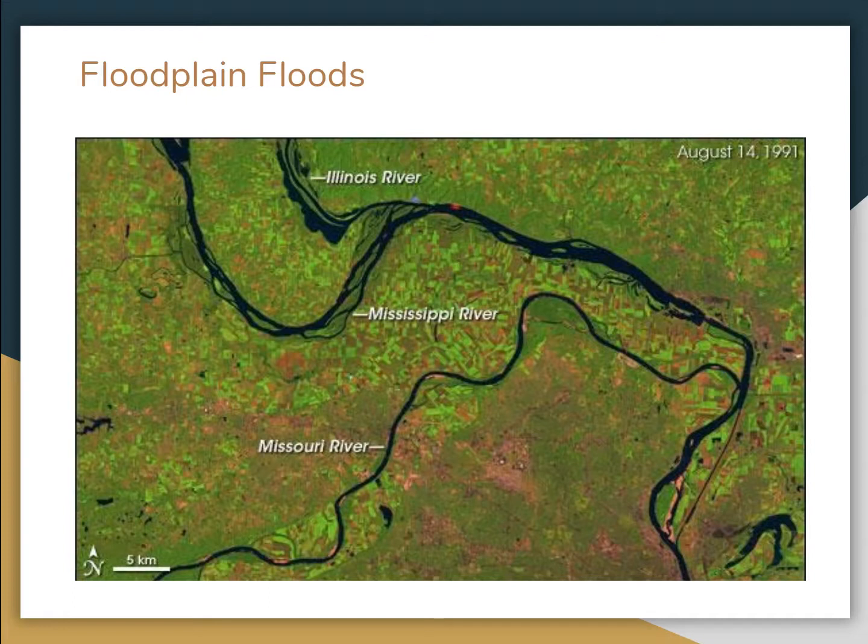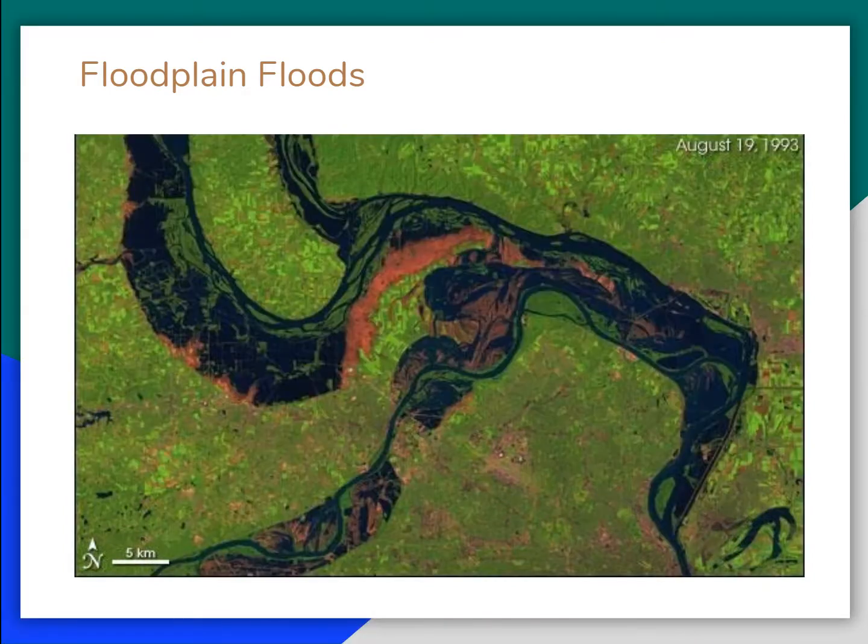So this is what it normally looks like. You can see lots of agriculture. That's what all the green and the pink is for the most part. And this is 1993 during the flood. And you can see my whole little town is completely underwater.